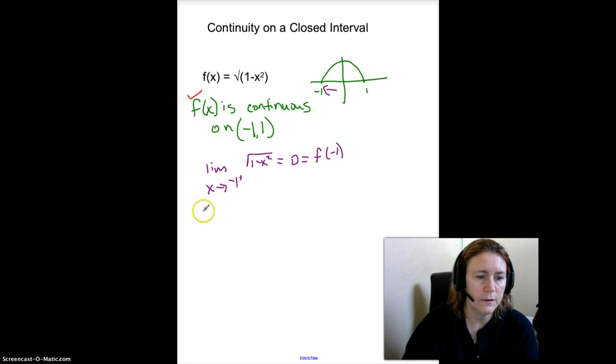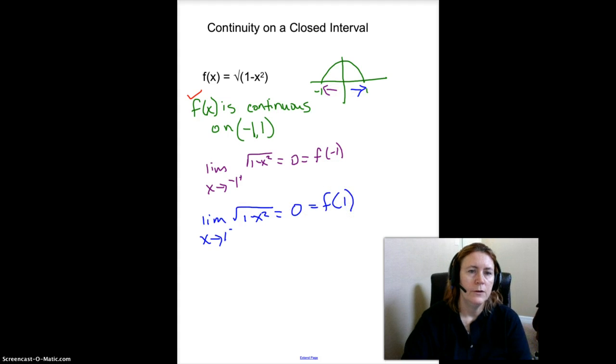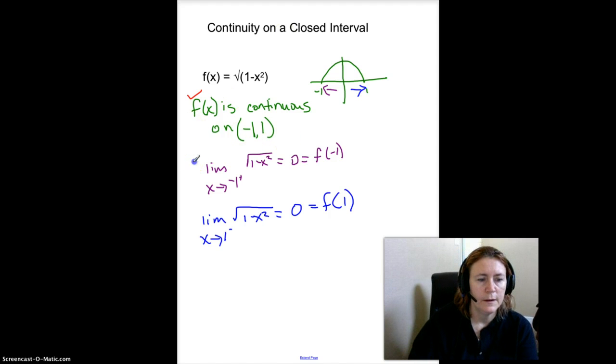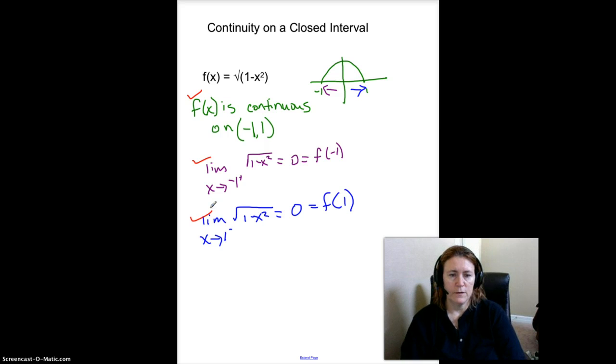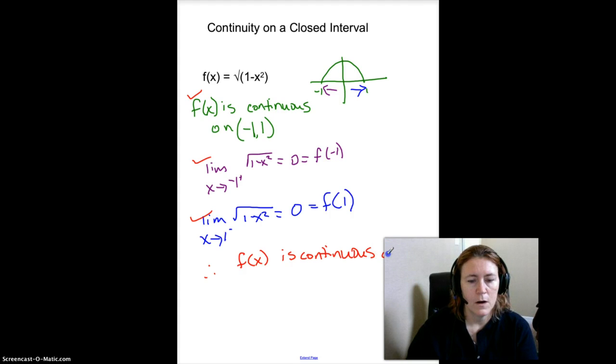And let me do the third one in a different color. The limit as x goes to 1 from the negative, so it's from the left, of the square root of 1 minus x squared is, indeed, 0, which is also f evaluated at 1. So you've shown me f is continuous on this interval. The right and left-handed limits are equal to the value of the function at those points. And now, and only now, can you state, therefore, f of x is continuous on the closed interval, -1 to 1.